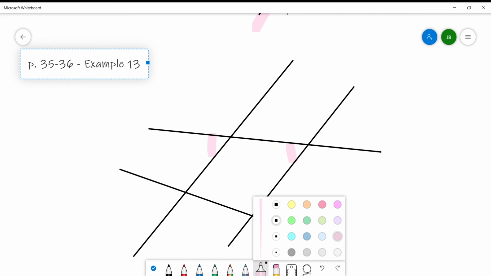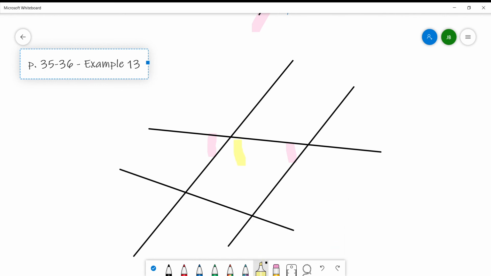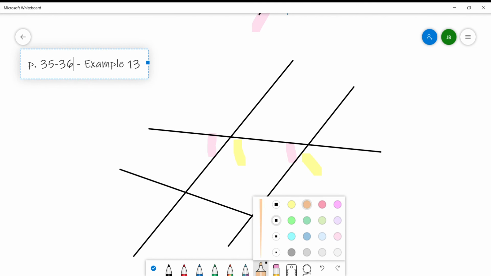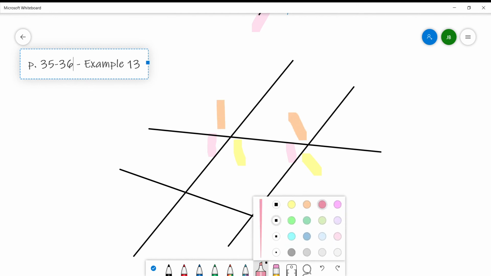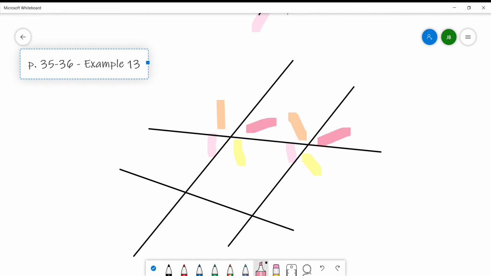Once again, I could be and should be switching colors. So those are corresponding. Also, these are corresponding, and these are corresponding. Those are all of the corresponding angles. Each pair is on the same side, and one of them is interior, one of them is exterior. Corresponding angles.